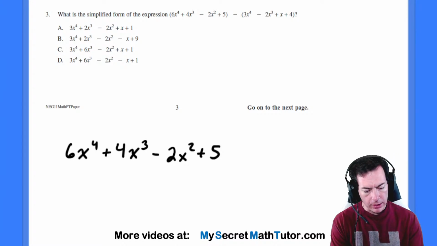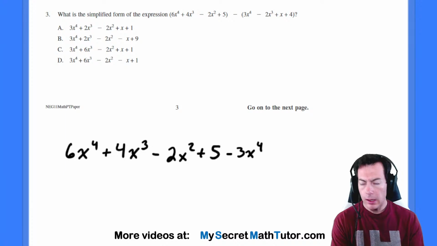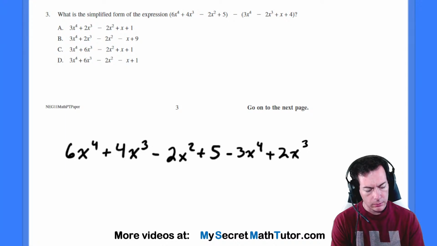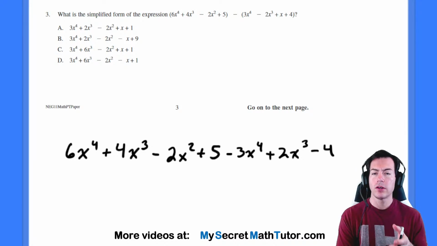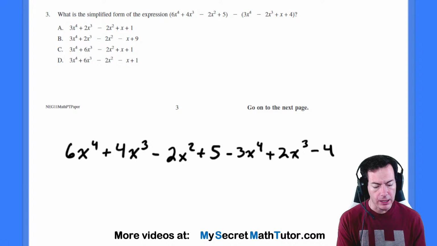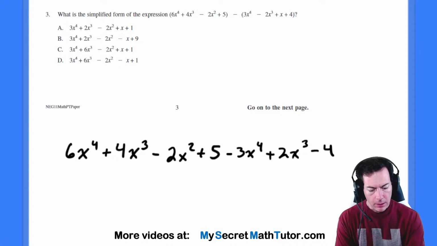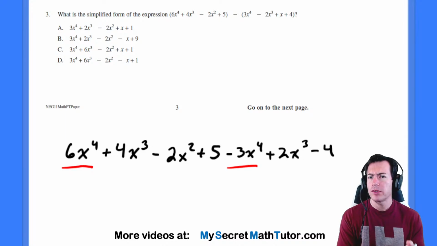So let's see what we got. We got a negative 3x to the 4th, a positive 2x to the 3rd power, and then a minus 4. So really when you write it out like that, you want to start identifying what the like terms are so that you can start putting those together. I'm going to underline them just so I have a clear visual of which are the like terms.